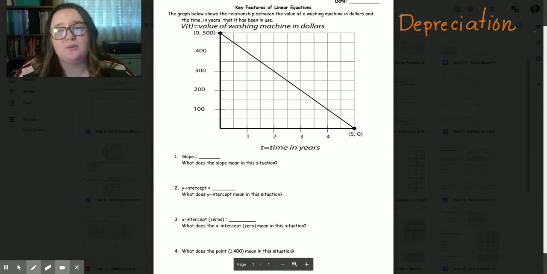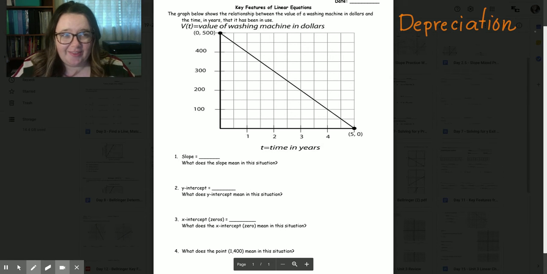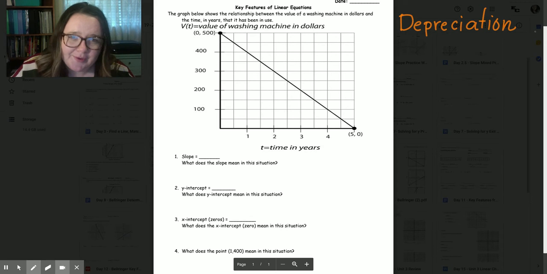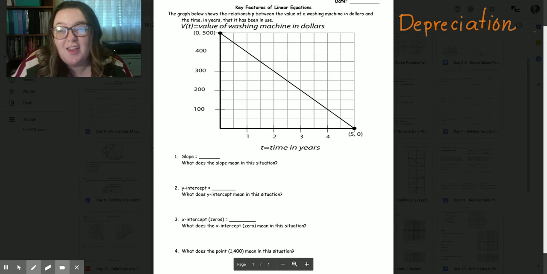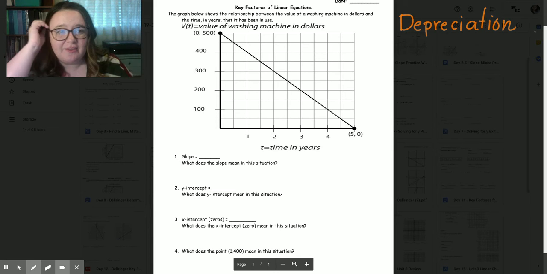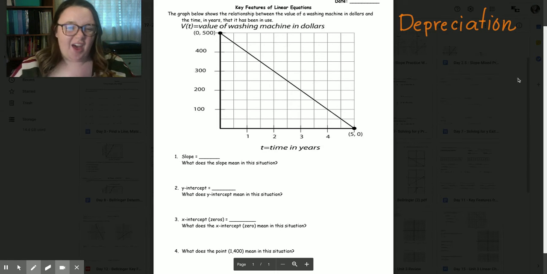Depreciation happens with washing machines, it happens with cars, it happens with Xboxes, right? If you bought the Xbox 360 back in 2014, that Xbox 360 is not worth that same amount of money that you paid for it now, right? Because we have the Xbox One and all these other PlayStations and all that stuff. It depreciated in value. Its value went down. That happens over the years. So depreciation is what's happening to this washing machine.